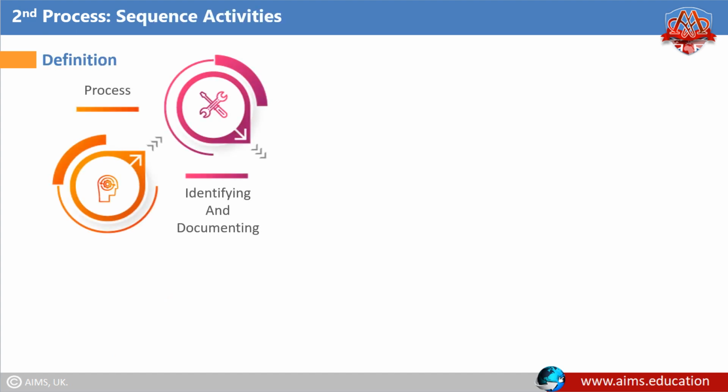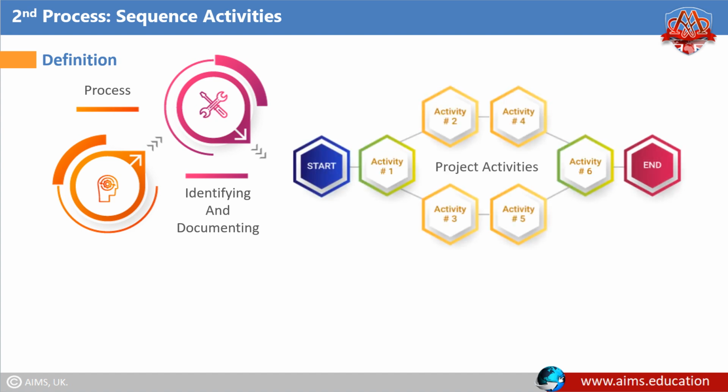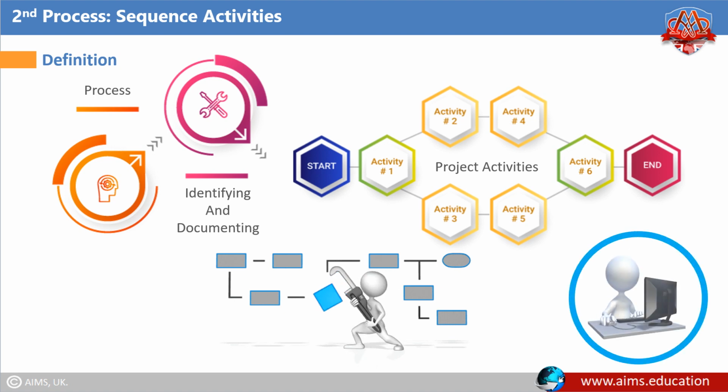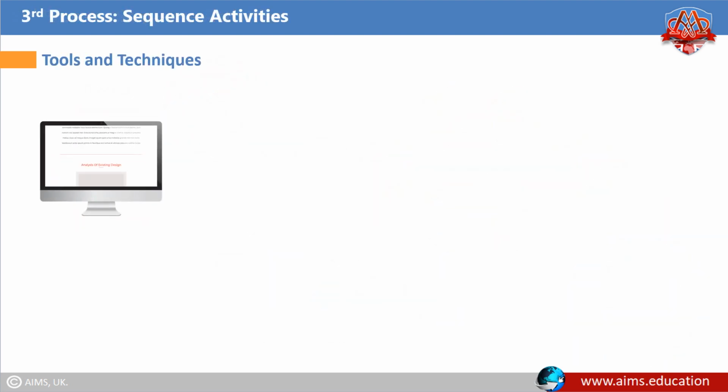Sequence activities. It may be defined as the process of identifying and documenting relationships among the project activities. Key benefit. It defines the logical sequence of work for better activity throughout the project. Tools and techniques for sequence activities.